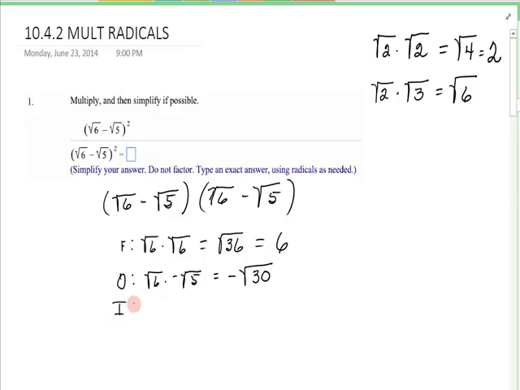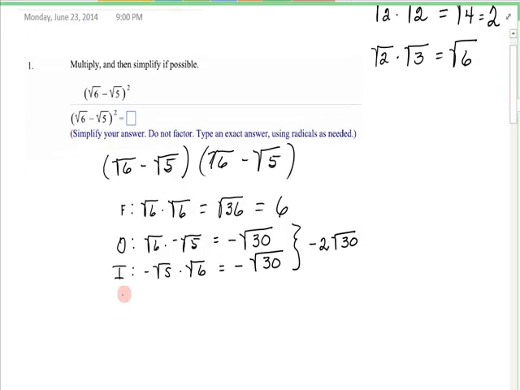Inner. The inner product, I have the negative square root of 5 times the square root of 6. Negative times positive is negative, square root of 30. Together, these become negative 2 square roots of 30 because I can add them. They are like radicals. Finally, for last, I have the negative square root of 5 times the negative square root of 5. Negative times negative is positive.